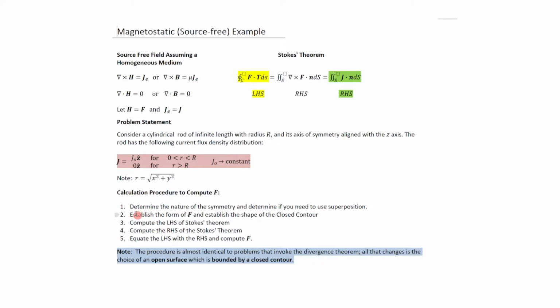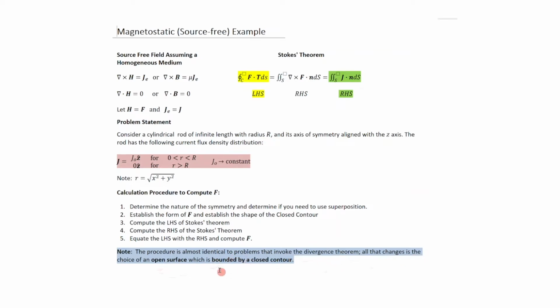The first step is to determine the nature of the symmetry and determine if you need to use superposition. Second is to establish the form of F and establish the shape of the closed contour. Thirdly, compute the left-hand side of Stokes theorem, then the right-hand side of Stokes theorem, and then finally equate the left-hand side and right-hand side to compute the value of the vector field F. Note, the procedure here is almost identical to problems that invoke the divergence theorem.